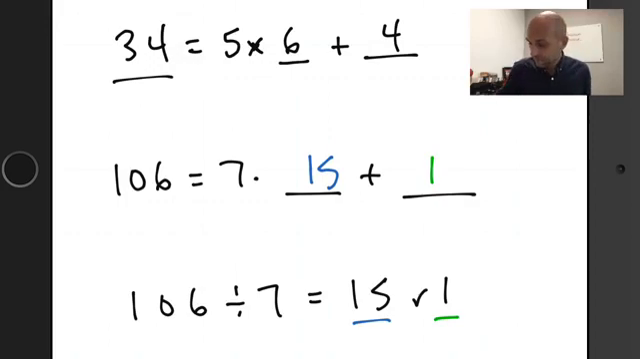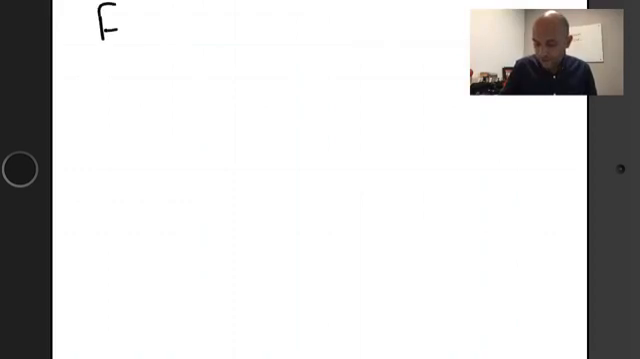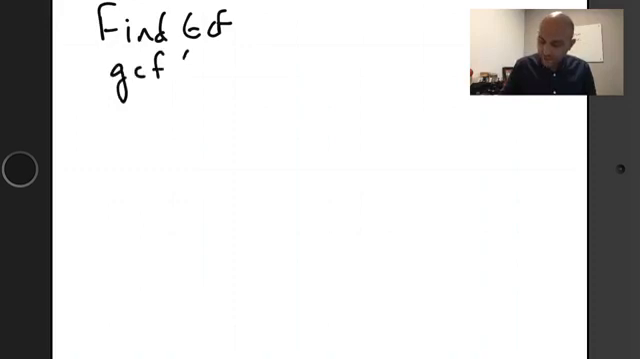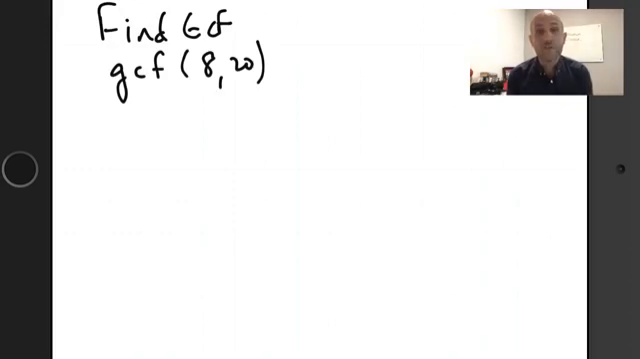So let's take a look at how to do this to find GCF now, greatest common factor. And I want to find the greatest common factor of 8 and 20. And you may know how to do this already, but I want to show you a different way, okay? And remember, we're trying to find the largest number that divides into both 8 and 20 with no remainder.